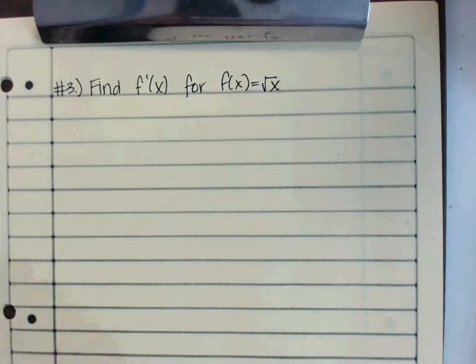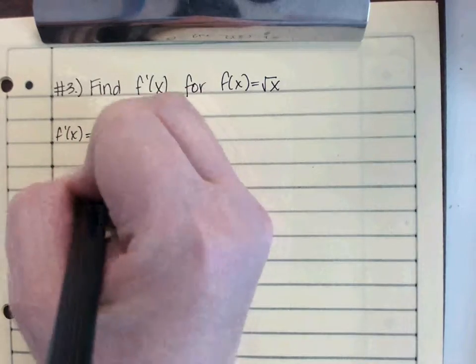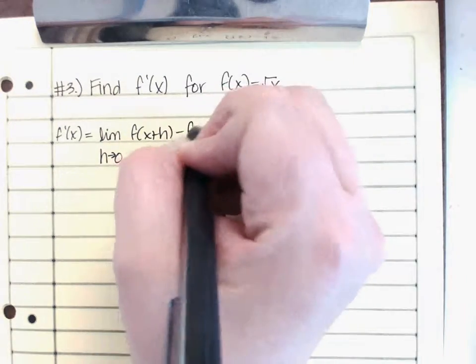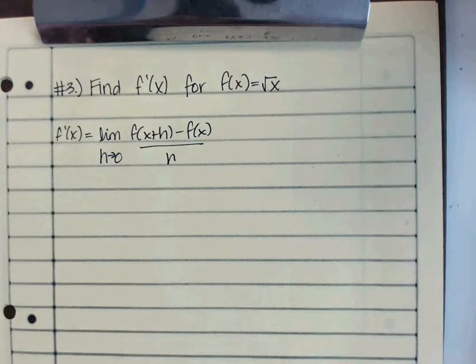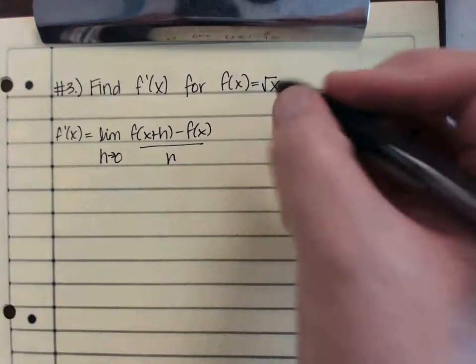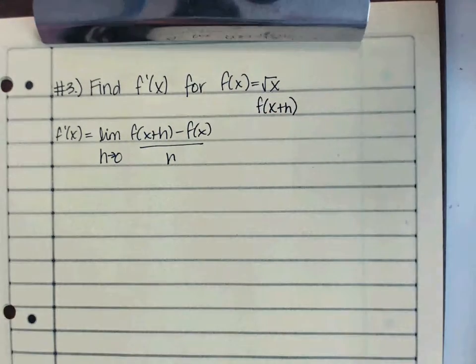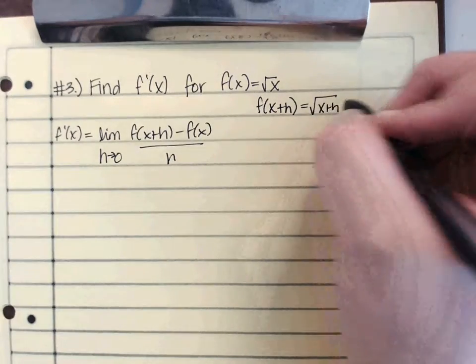Okay, so write down your limit. Last one. F prime of x equals the limit as h approaches 0. Focus. Okay, look at it. F of x is root x. What will f of x plus h be? All you're doing is letting x sneak a little roommate in. So now it's root x plus h together.